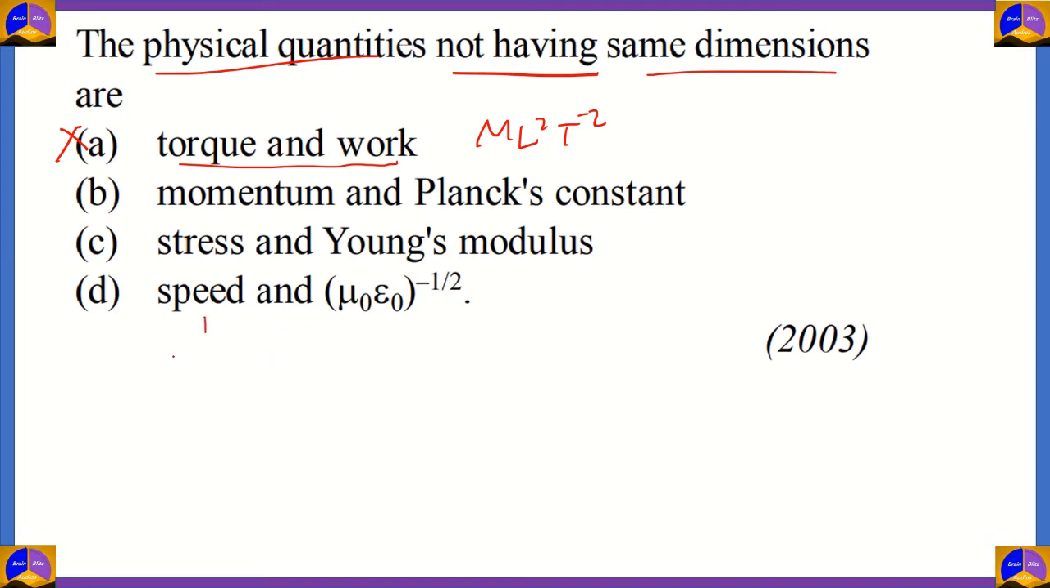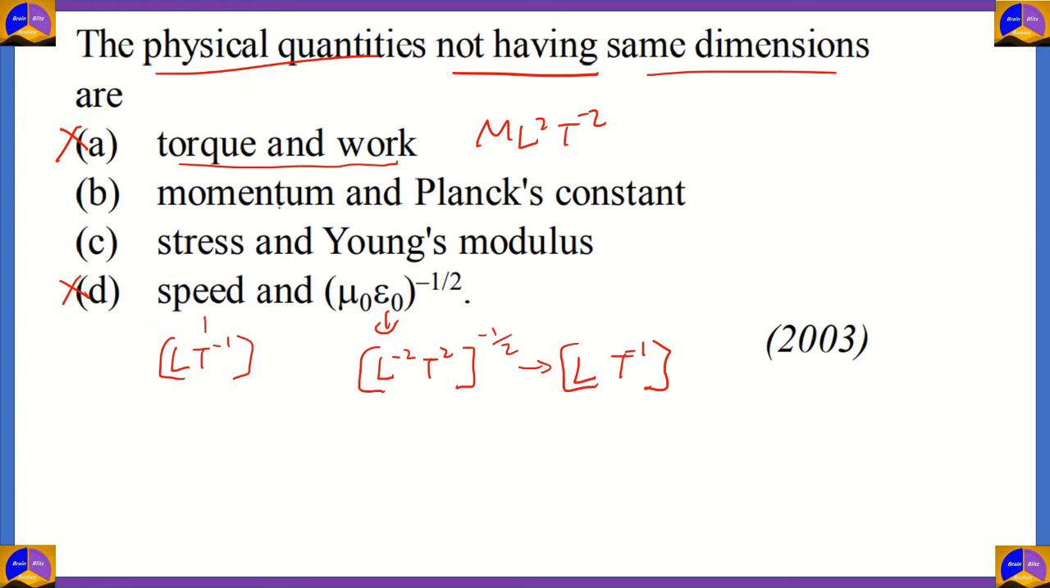So the speed of light is LT raised to minus 1, and (mu naught epsilon naught) raised to minus half will be equal to (L raised to minus 2 T square) whole raised to minus half. So it's basically LT raised to minus 1 on calculation. Therefore speed and (mu naught epsilon naught) whole raised to minus half will have the same dimension. So option D is incorrect.